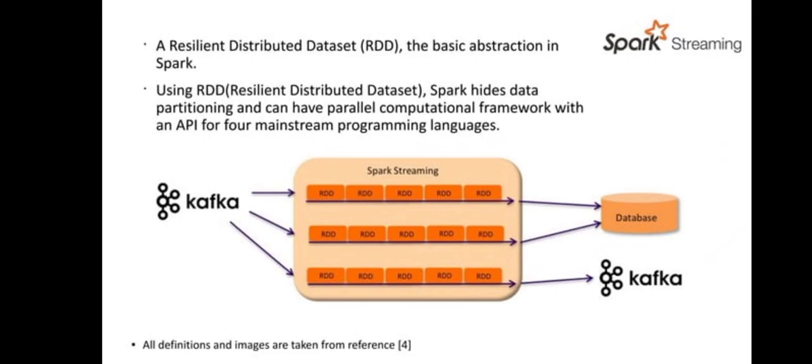A resilient distributed dataset, RDD, is the basic abstraction in Spark. Using RDD, distributed database. Spark hides data parity and provides a parallel computational framework with an API for four mainstream programming languages. Kafka and Kafka database. Spark Streaming.